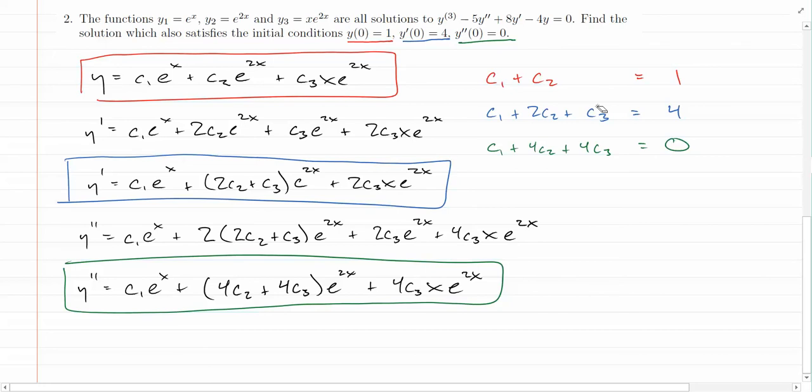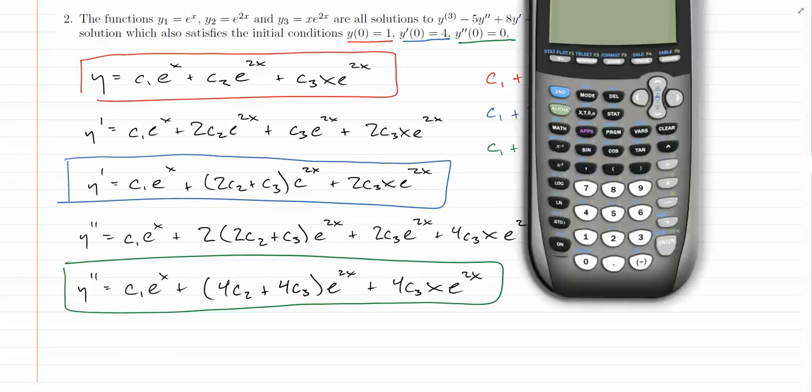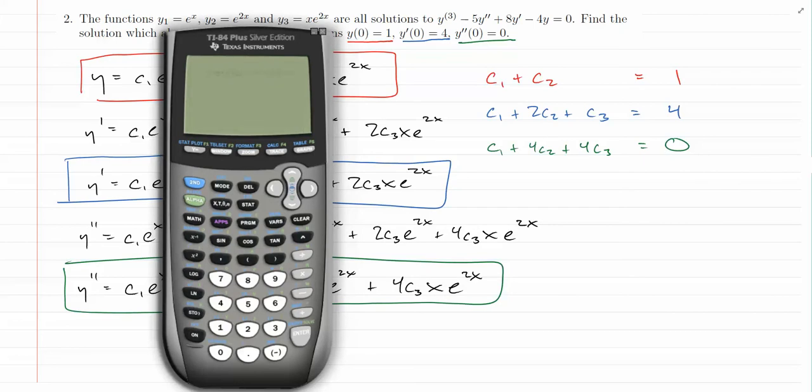Okay, so here's a 3x3 system of equations. We can easily solve that by using matrices on our calculator. Okay, so let's edit matrix A. Let's make it a 3x4. We'll type in the coefficients of the first equation, 1, 1, 0, 1. Then for the second equation, 1, 2, 1, 4. And for the third equation, it's 1, 4, 4, 0.